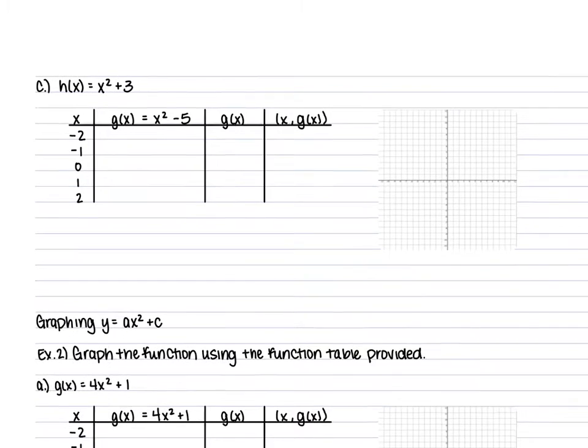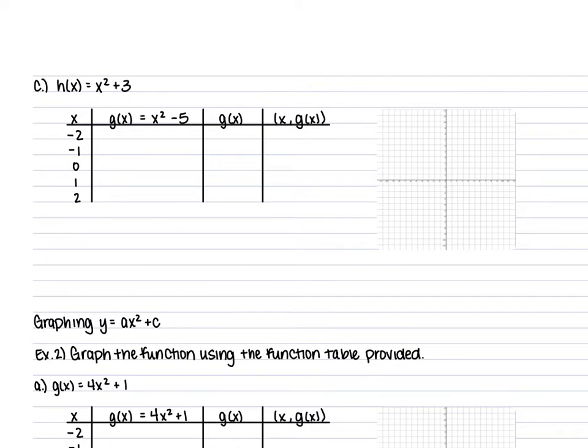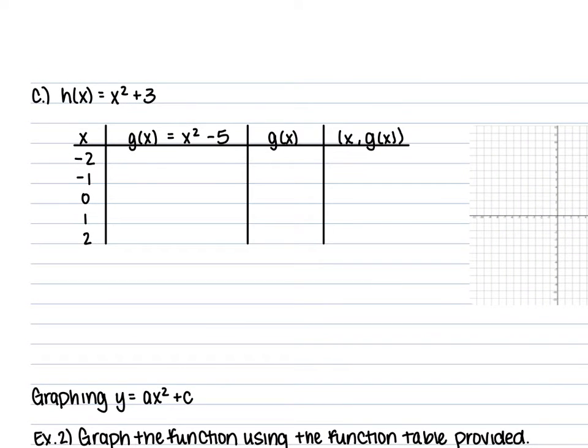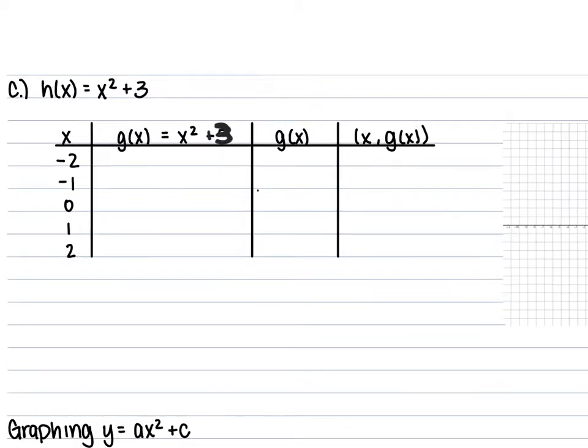For example C, we have h of x is equal to x squared plus 3. This one, we have a plus 3 after that x squared. So this just means that we're going up 3. We're moving up 3 for this graph. This is going to be a plus 3, not a -5. So we applied that change, and then we're going to plug in these numbers for x.